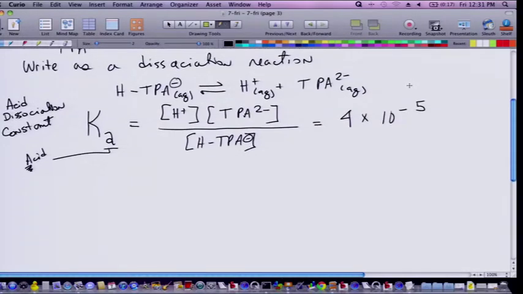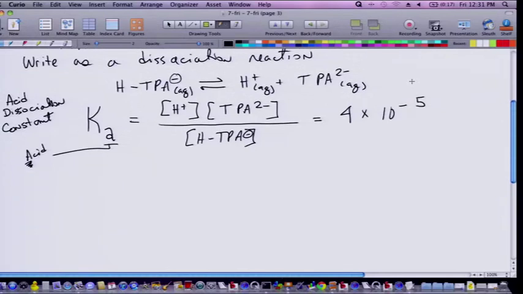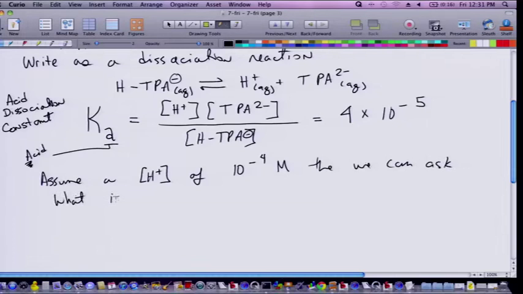And so we can use that if we knew what the proton concentration was, and we could determine the ratio of the completely deprotonated terephthalate ion and the singly protonated version, okay? So if we assume a given proton concentration of, in this case, something easy, 10 to the minus 4th molar, then we can ask, what is the ratio of, say, TPA 2- over HTPA -, okay?